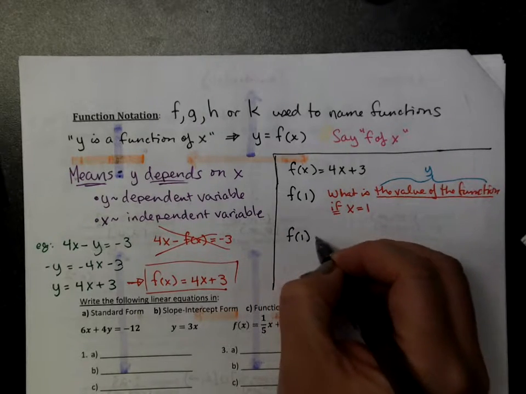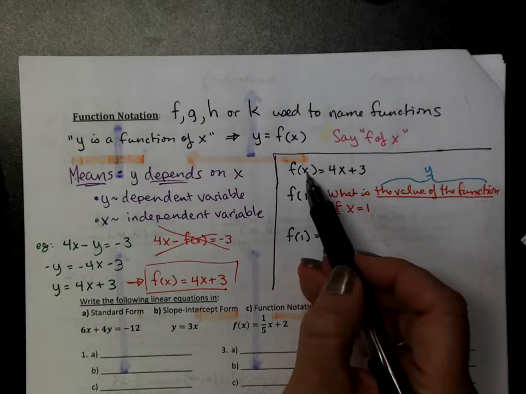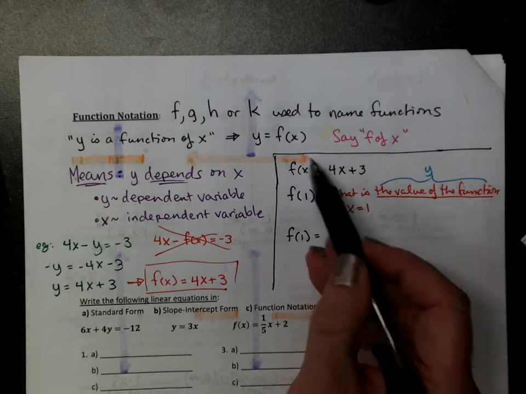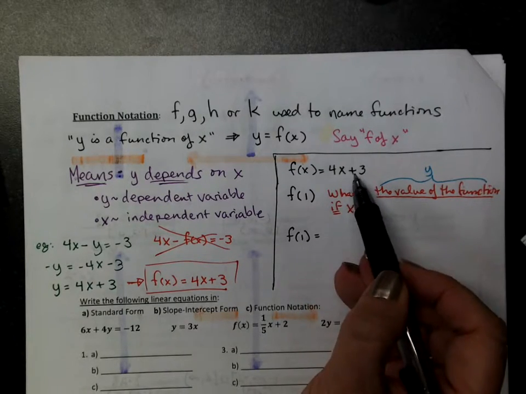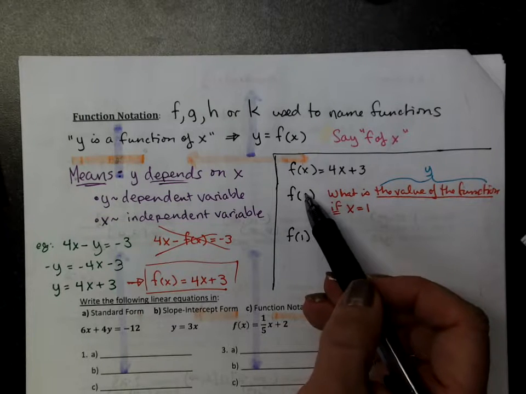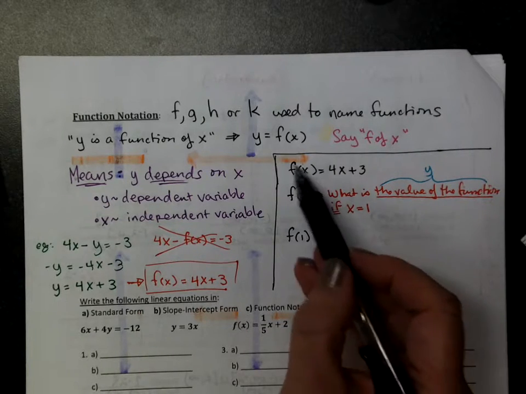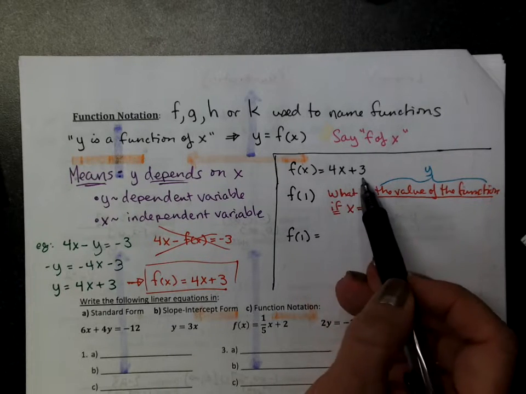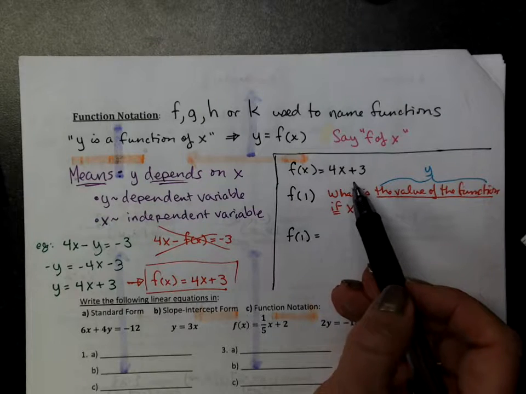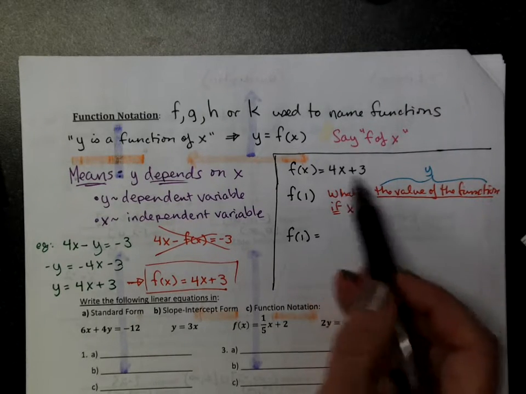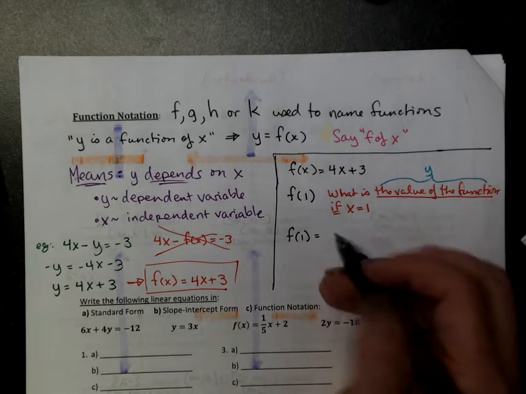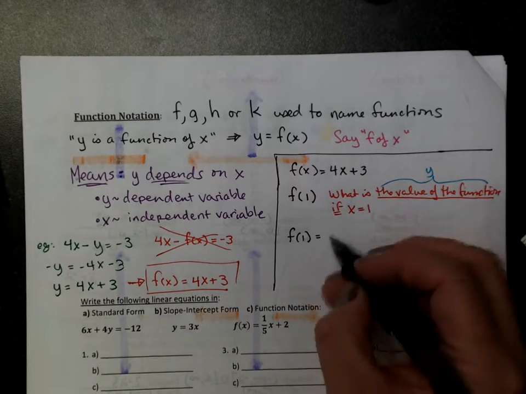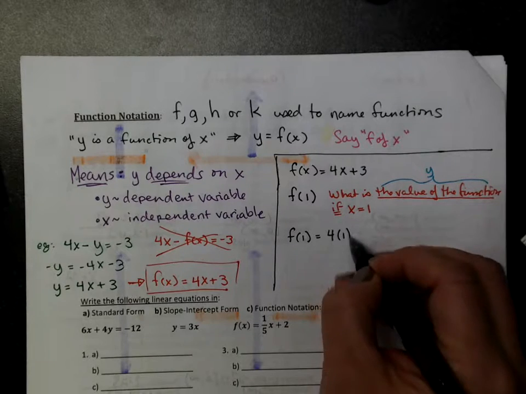So f of 1 means this function, in function notation. I can say this function is defined by this expression, and different functions are defined by different types of expressions. This function is defined by a linear expression, hence it's a linear function. I know it makes a line. Other functions are defined by quadratic expressions or radical expressions or rational expressions, absolute value expressions. This line, evaluated at that expression, f of 1, a point on that line is 4 times 1 plus 3.